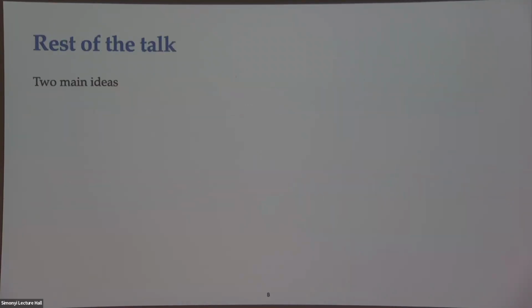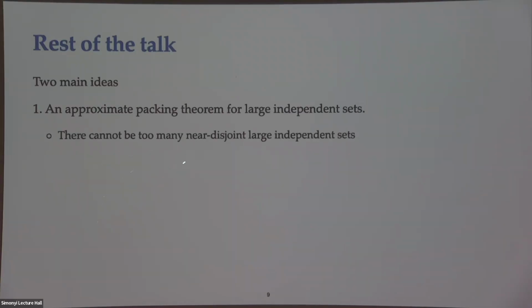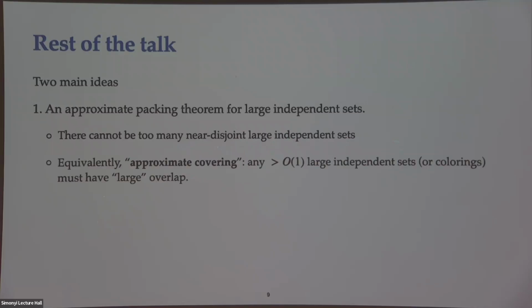Okay, so I guess now for the rest of the talk, I'll mention 2 of our main ideas. The first is an approximate packing theorem for large independent sets. What this means is we show that there cannot be too many near disjoint large independent sets. And I will define what near disjoint means later. This can be equivalently viewed as an approximate covering problem. We show that if you have constantly many large independent sets, then they cannot be distinct. 2 of them must have some large overlap. I'll tell you precisely what this means later.